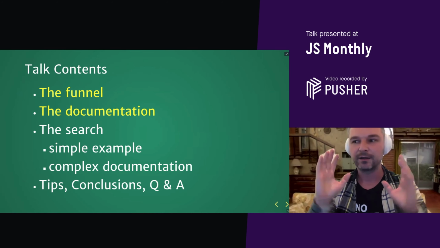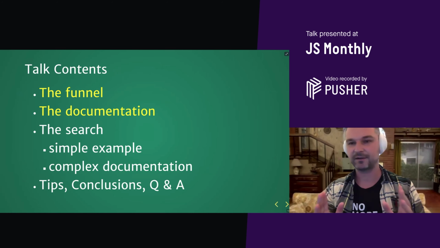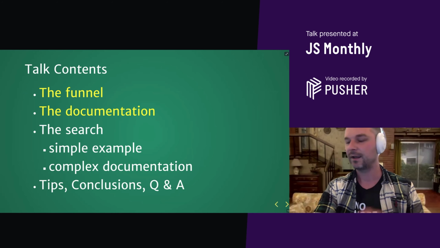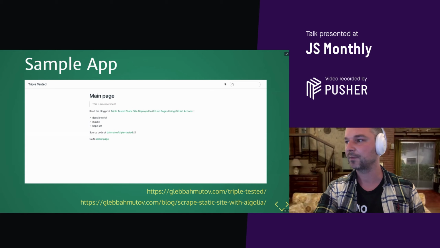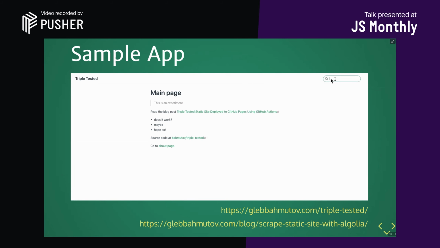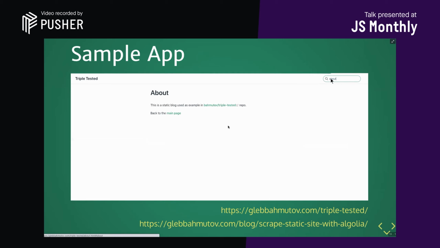So I talked about documentation, kind of my view of its value. Let's see how we can set up a search. So I have this example. It's a small little website with a couple of pages. I can use search. Let's say I want to search for maybe, right? And it finds maybe because it's right here. If I search for about, it finds the about page and about on the main page because I have both. Great. Just a little static site.